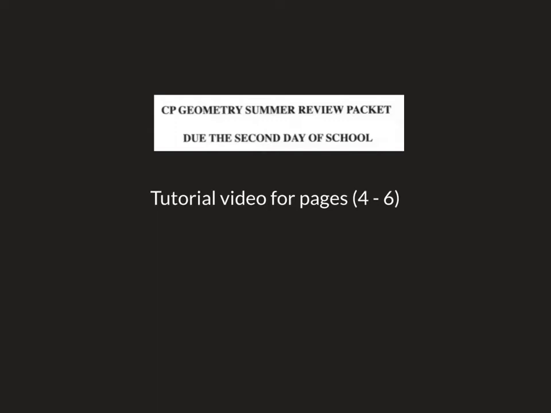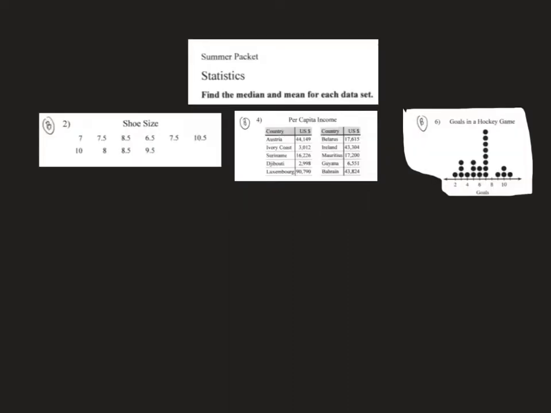The next series of slides will be discussing the statistics portion of the summer packet. For the next set of questions, we're going to be looking for the median and the mean for each data set. The first thing we want to do is put the set in order. As we notice for number 2 here, 7, 7.5, 8.5, 6.5, 7.5, 10.5, this set is not in order, so I'm going to go ahead and list them from least to greatest.